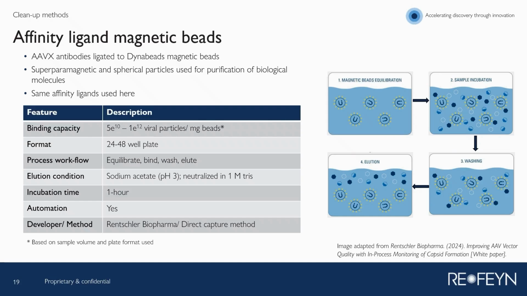So if you look at the schematic on the right, you have your magnetic beads ligated to the affinity ligands, which are equilibrated in the buffer, followed by incubation with the sample. Again, incubation time here is very similar to the resin, which is about an hour, and this is followed by washing to remove impurities and unbound particles, and finally elution in acidic solution and neutralization of the eluate in 1 molar Tris. The binding capacity for this is about 5E10 to 1E12 viral particles per mg of the beads.